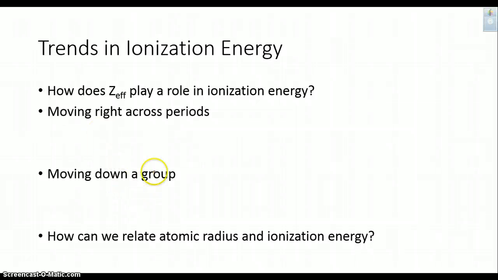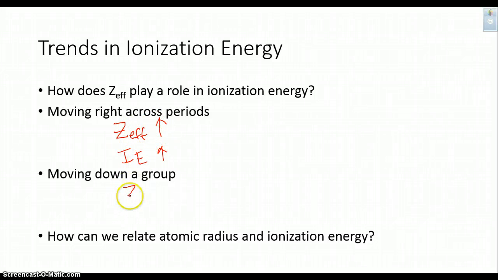First of all, let's go and talk about trends. So moving right across the period, how exactly does the effective nuclear charge change? And I kind of mentioned that in the previous slide. So moving across the periods, what does effective nuclear charge do? Well, as you go across from left to right, effective nuclear charge increases. So that means the nucleus, the protons, are holding onto electrons a lot tighter. That means my effective nuclear charge causes my ionization energy to also increase, because more energy is required to pull away from more tightly bound electrons.